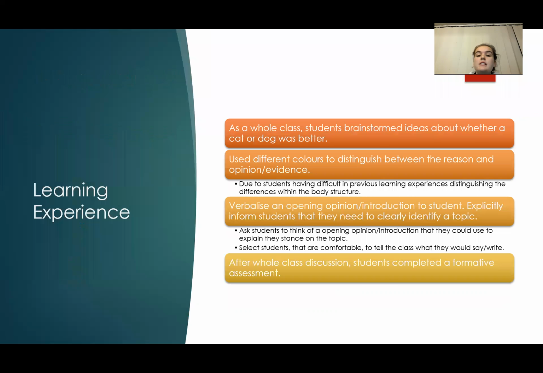The first learning experience was to brainstorm ideas about whether a cat or dog was better. We used different colours to distinguish between the reason and opinion. And I verbalised explicitly an opening opinion introduction to students, and as a whole class they completed the task.